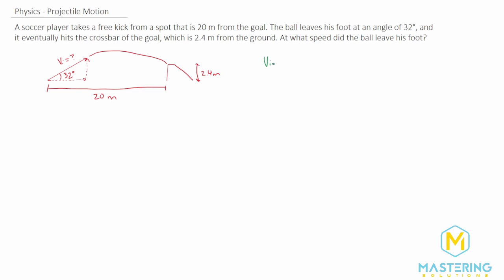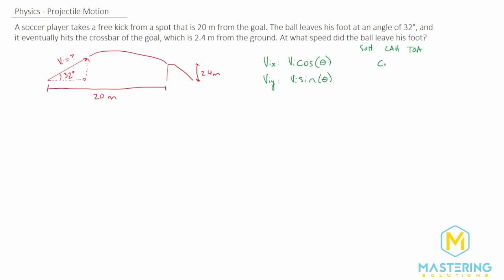So the initial velocity in the X direction will be equal to the velocity, or the hypotenuse, so the initial velocity times the cosine of the angle 32. So we'll just put the angle theta. The initial velocity in the Y component is going to be equal to the initial velocity, and it's opposite of the angle now, so it's going to be equal to the sine of the angle theta. That comes from SOH CAH TOA. We've gone over this a lot, so it's hopefully review.